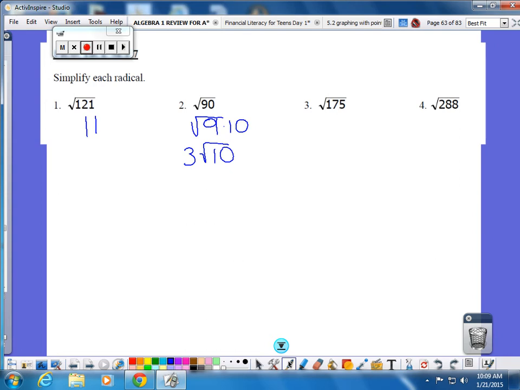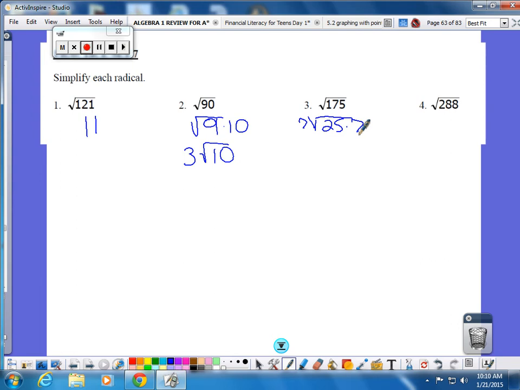Alright, so since it ends in 75, let's see if 25 will go into it, and it does 7 times. So break that down into 25 times 7 under the radical symbol. Okay. No, like times 7 underneath the radical. Erase that 7 on the outside.